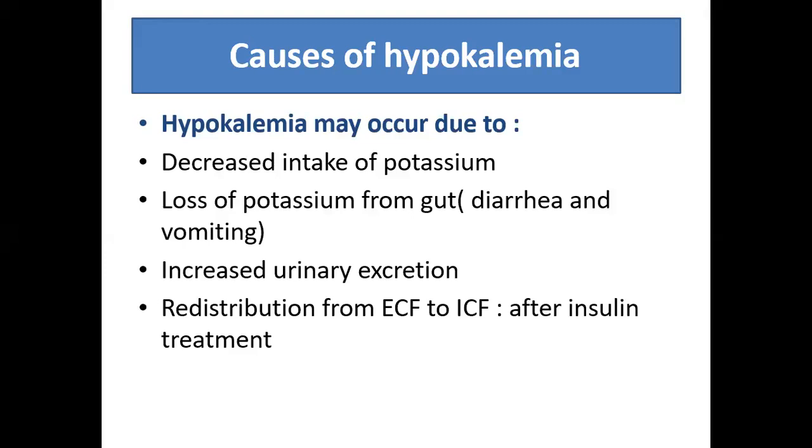It could be either due to decreased intake of potassium or maybe loss of potassium from the gut in the cases of vomiting or diarrhea. Apart from it, increased urinary excretion may also cause hypokalemia, and redistribution from extracellular fluid to intracellular fluid, especially as I mentioned earlier, after the administration of insulin. If you administer someone who's diabetic a large amount of insulin, it will also cause hypokalemia because all of the potassium will go inside the cell.